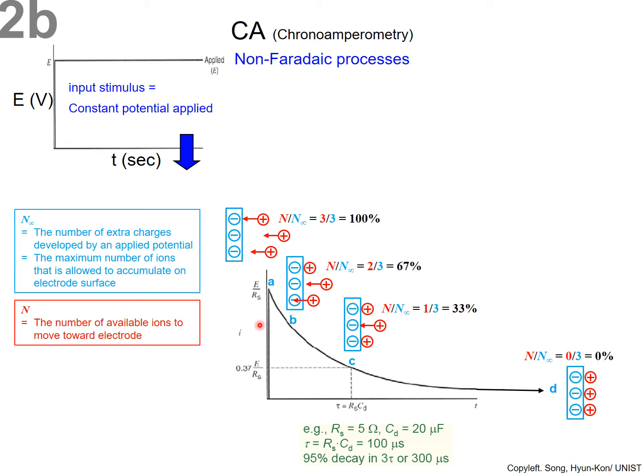So our expected picture about the current versus time is the maximum current just after the applied potential, then the current is decreasing along time, and then finally it is going to the zero current. That is the current versus time curve for the non-Faradaic processes of chronoamperometry.